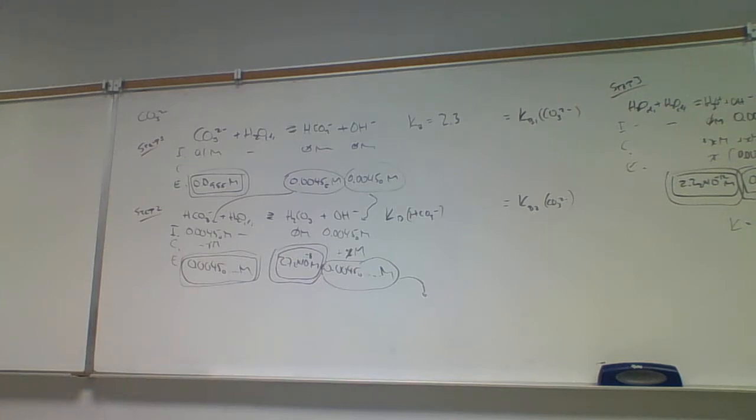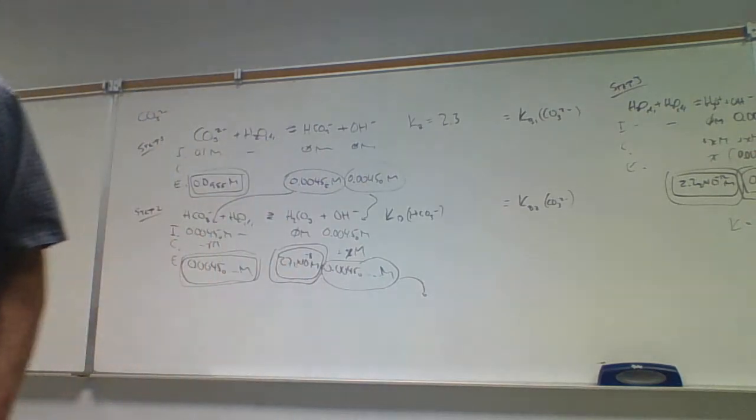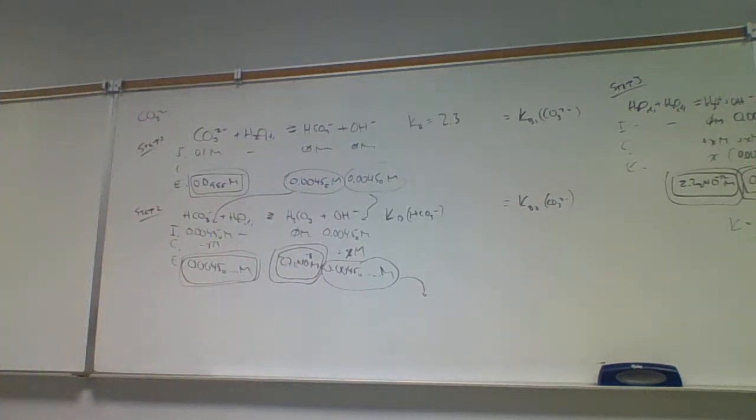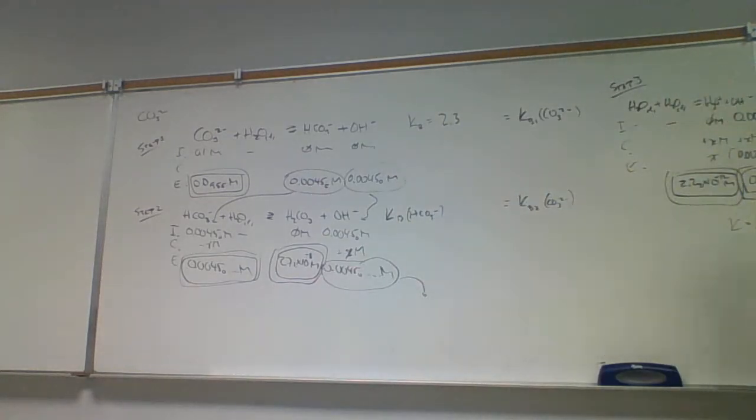0.0045 log. 2.346. And therefore the pH would be 14 minus that. 11.653. So my pH is 11.653. This is what we call our inventory here. This would be all listing the species present. Here again, we ignore activities and this kind of stuff.